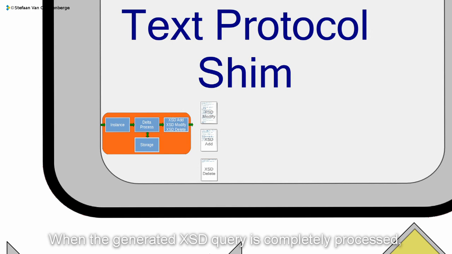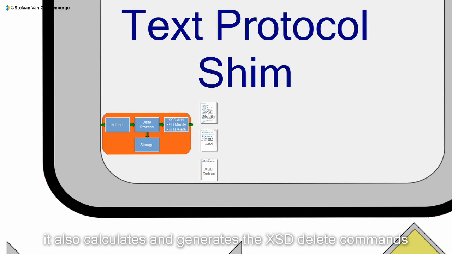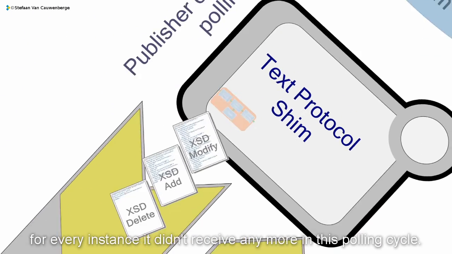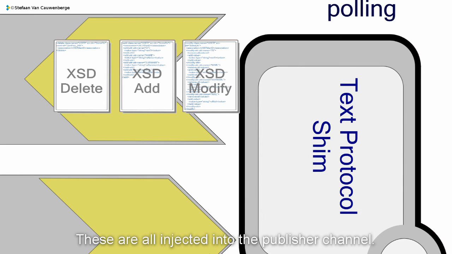When the generated XSD query is processed, it also calculates and generates the XSD delete commands for every instance it didn't receive anymore in this polling cycle. These are all injected into the publisher channel.